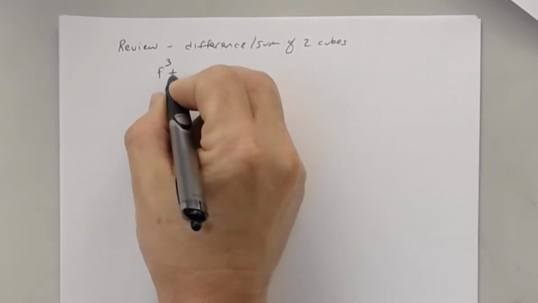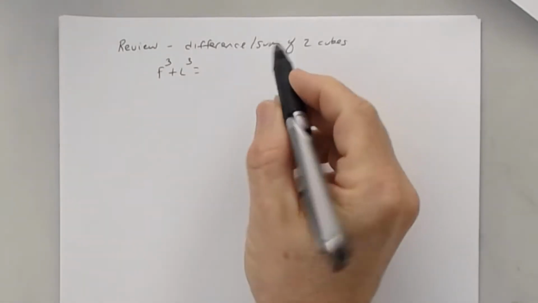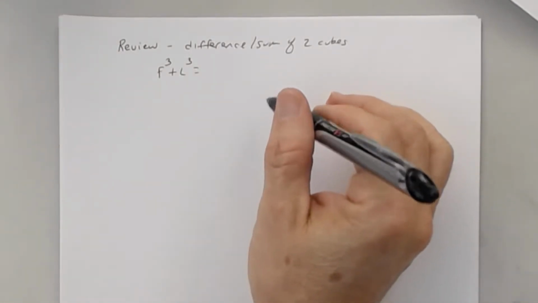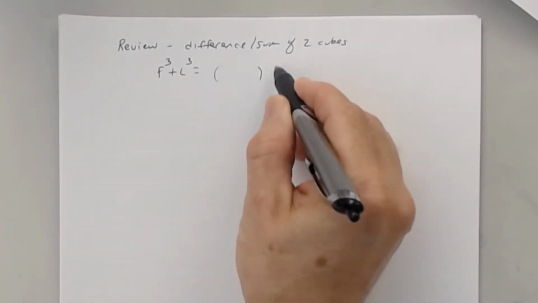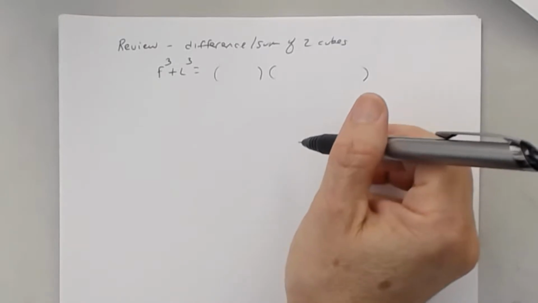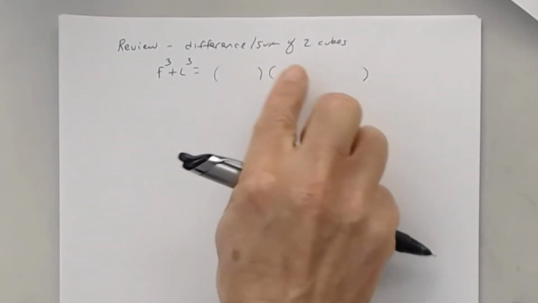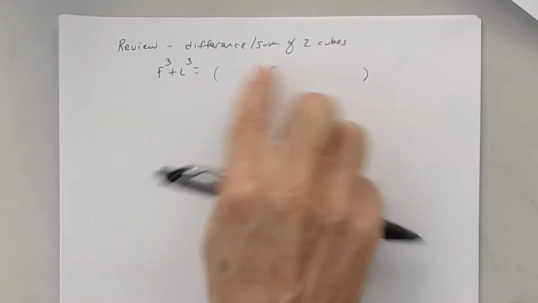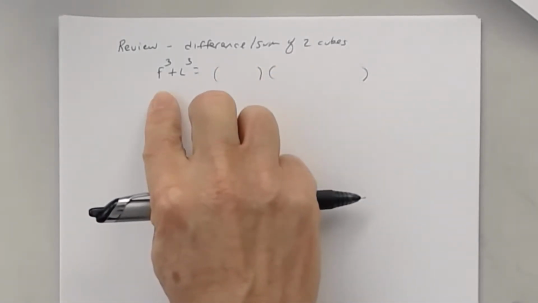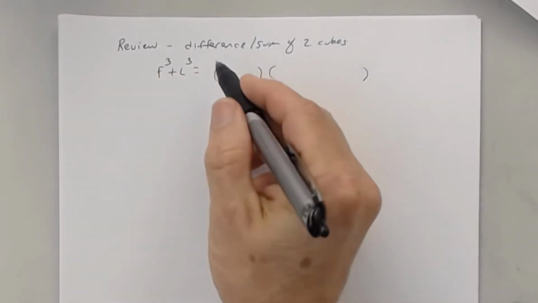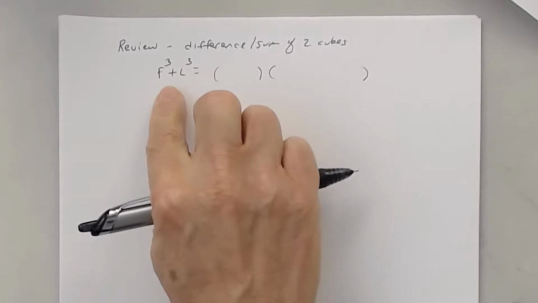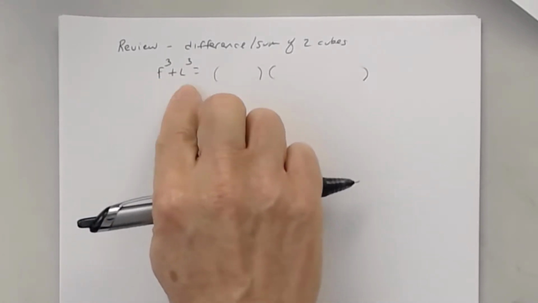So if you have the sum of two cubes, remember when you factor the difference of two cubes and the sum of two cubes, it's a binomial times a what? Trinomial. And we saw that there's a relationship between the binomial and the trinomial so that it gives us the sum of two cubes or the difference of two cubes. And do you remember what that binomial is going to be if I'm dealing with the sum of two cubes and this is F and this is L?